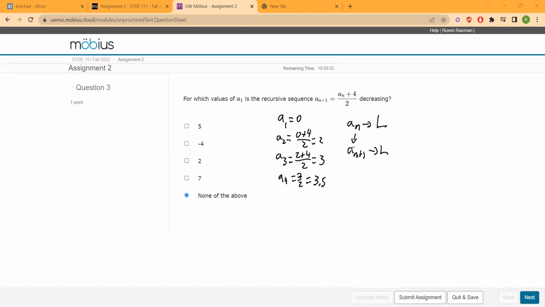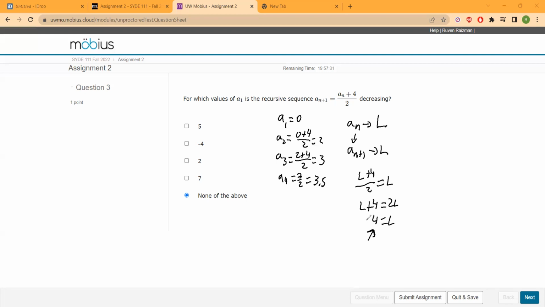So now a_n at its limit will be L, so (L + 4)/2, and a_(n+1) at its limit is also going to be L, and that's why this is equal to L. Now if we calculate the limit, what is L going to equal? We're going to get L + 4 = 2L, so 4 = L. So the limit here is 4. Okay, great.